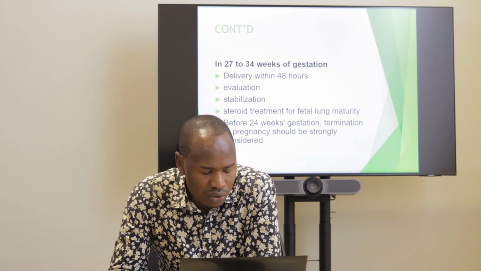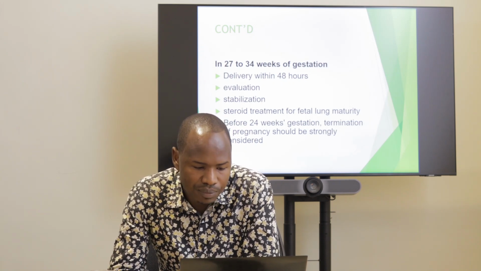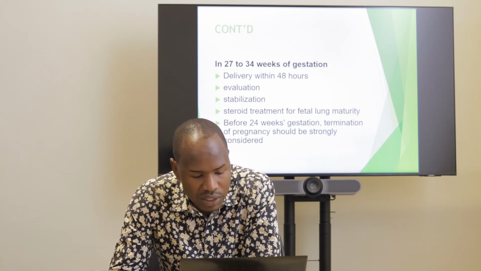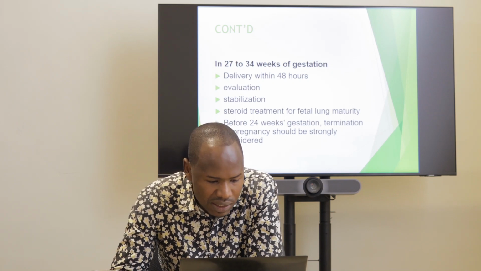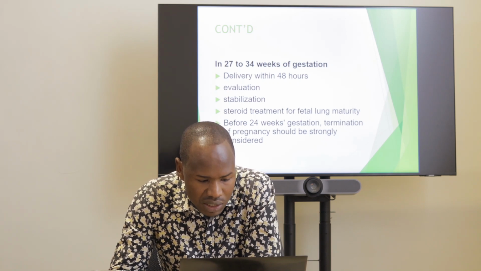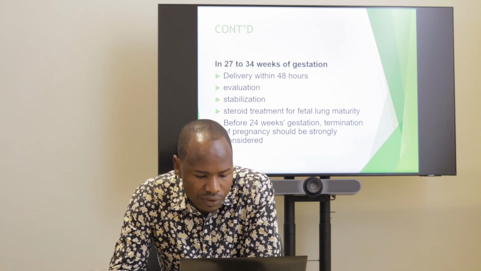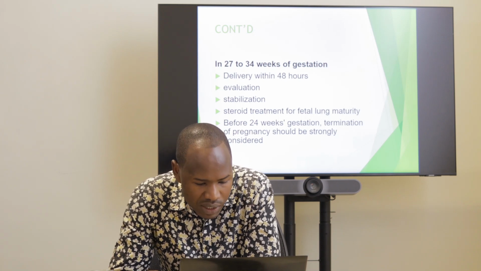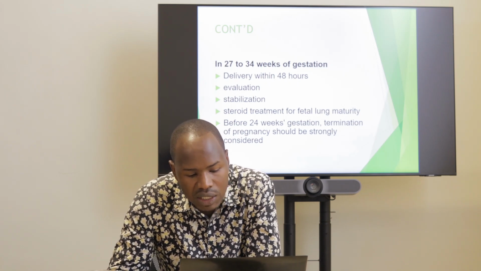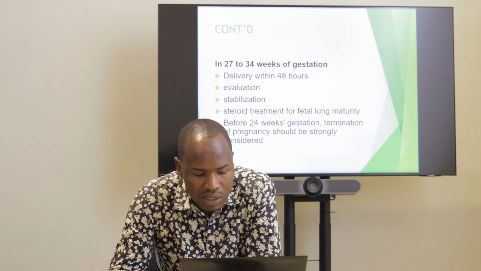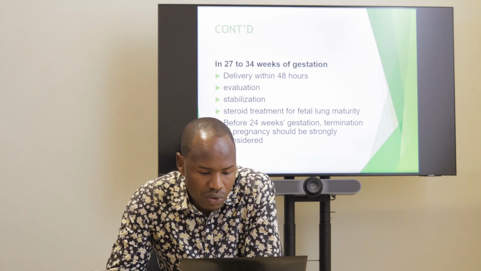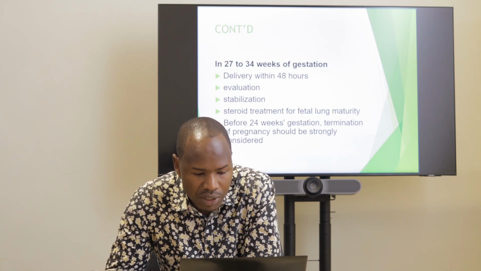At 27 to 34 weeks of gestation, we have to deliver the baby within 48 hours, then evaluate and stabilize the client. Steroid treatment for fetal lung maturity will be given in this period. If the client is before 24 weeks of gestation, termination of pregnancy is strongly considered. This is to make sure that we don't lose two people. So before 24 weeks, there is termination of pregnancy.